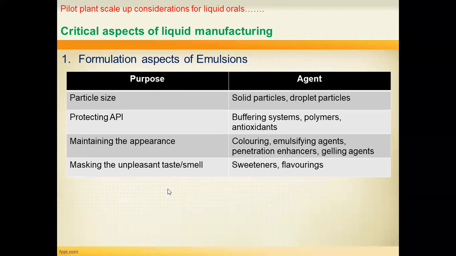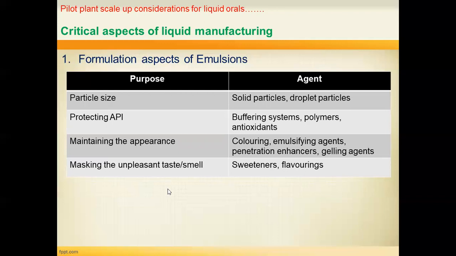Next one is the formulation aspect of emulsions. First, in the case of an emulsion, particle size is associated with the globules, because both phases are liquid. If you have to use any excipient, you can use solid particles or droplet particles, so size is very much important. If there is a phase separation or a change in form, it can create a stability problem with the emulsion.